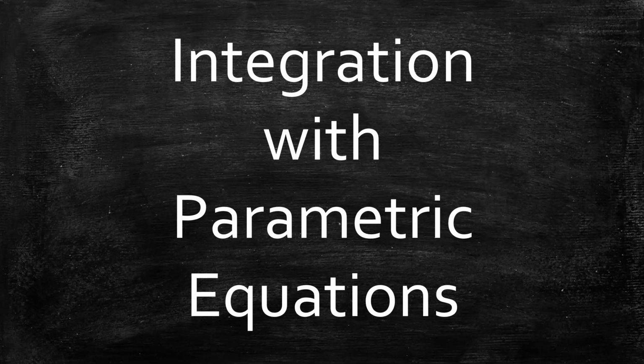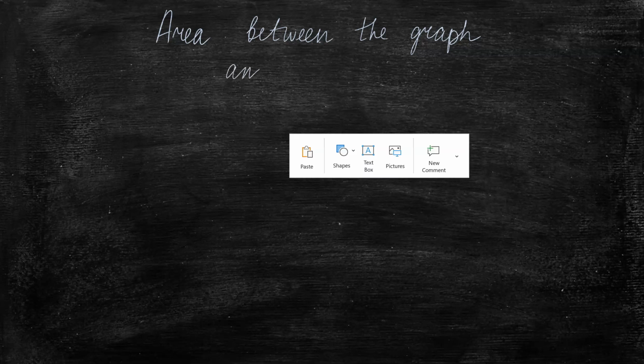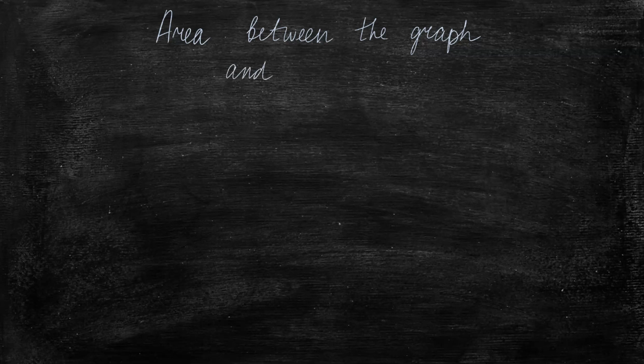Next, we will discuss how to do integration with parametric equations. And first, we're going to answer the following question: how to find the area between the graph, in this case the graph of a parametric curve, and one of the axes. And first we'll start with the x-axis.